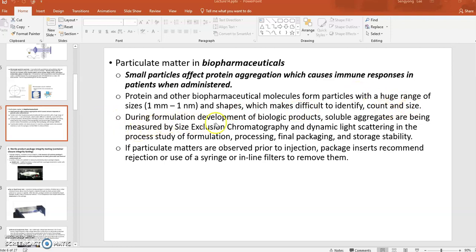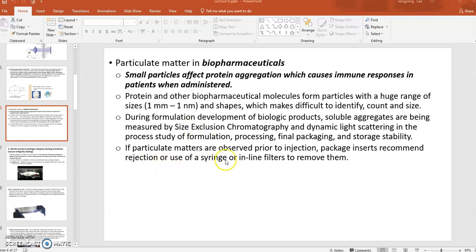During the formulation development of a biological product, soluble aggregates are normally measured by size exclusion chromatography, because size exclusion chromatography can separate things based on size. So large aggregates can come out first, right? And your small drug can come out later. After collecting those, you can measure the size of those.